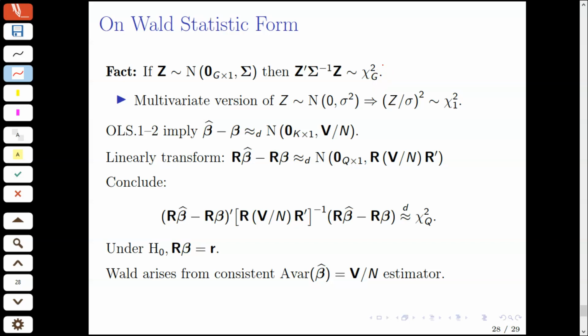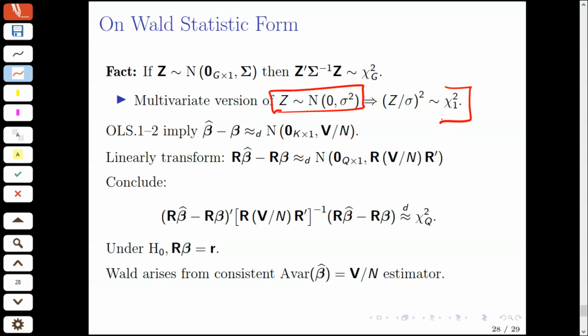Now, this type of result is really just a multivariate version or analog of the fact that if we take a 0 mean normally distributed random variable, divide by its standard deviation, and square the result, then we get a chi-square distribution with 1 degree of freedom.